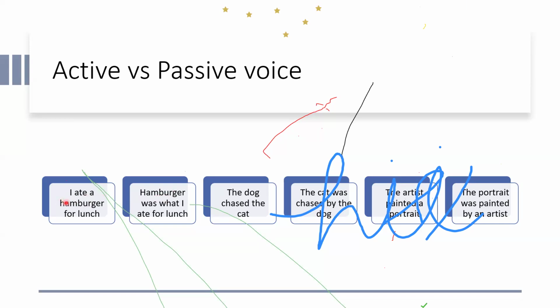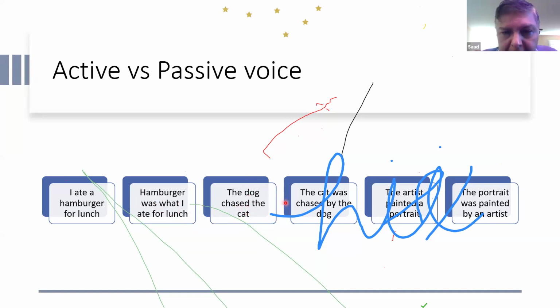Sir, the hamburger one was passive and "I ate" is active. Both are hamburgers, by the way. So you said the hamburger one is passive, you meant this one or this one? "I ate a hamburger for lunch" is active, and "A hamburger was what I ate for lunch" is passive. Got it. Beautiful.